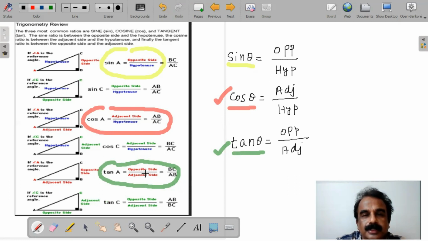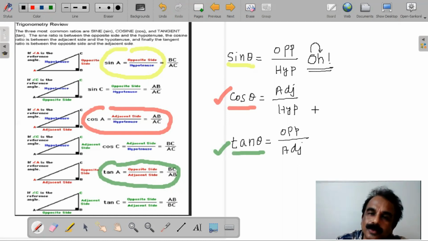So, just to remember, a simple technique of writing O. In English, we say O of exclamation. See, it is O, that is opposite by hypotenuse. It is simple. So if you find it difficult to get sine, you just think about O.